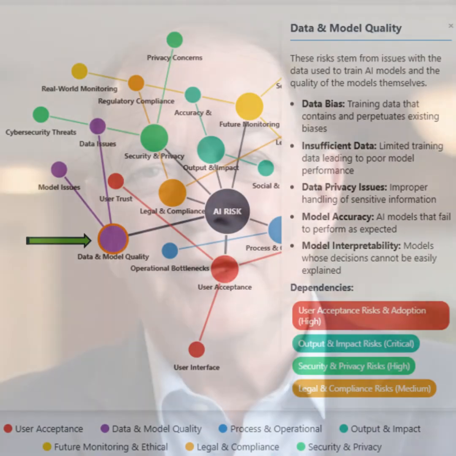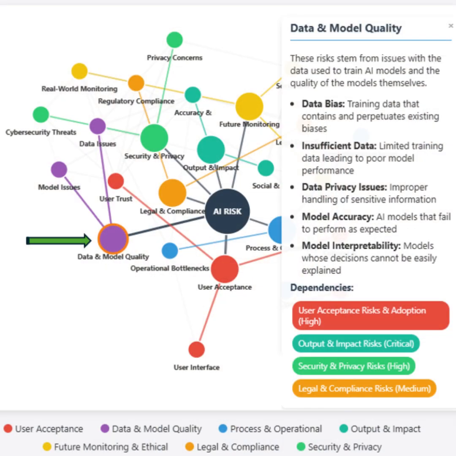Let's talk about dependencies. If someone selects a risk category, what do they see? Clicking a risk category, such as data and model quality, triggers a pop-up defining its subcategories, like bias, data drift, and robustness. Bold lines appear in the graph, showing its strongest connections to other risk areas. This must help organizations pinpoint weak spots before they become major issues.